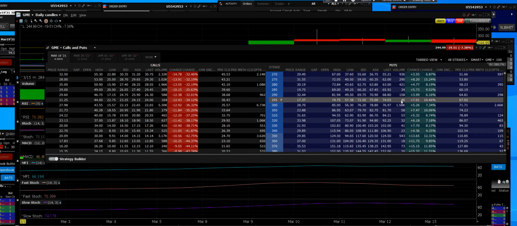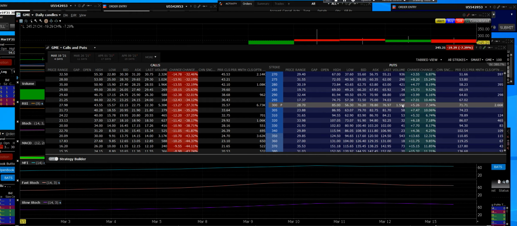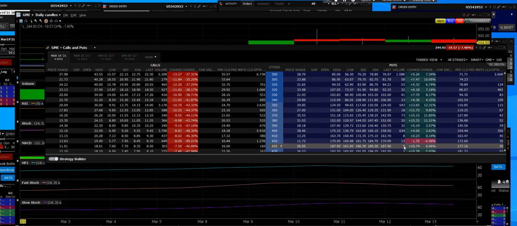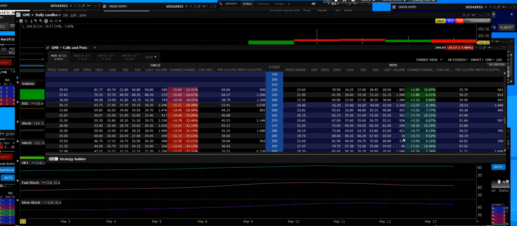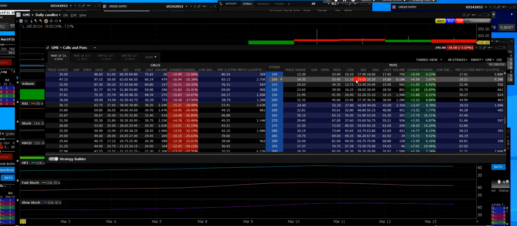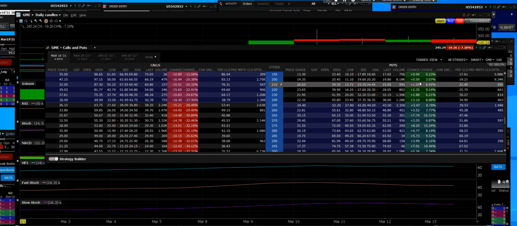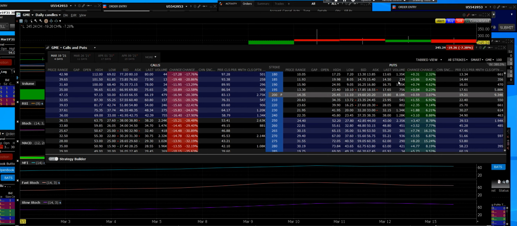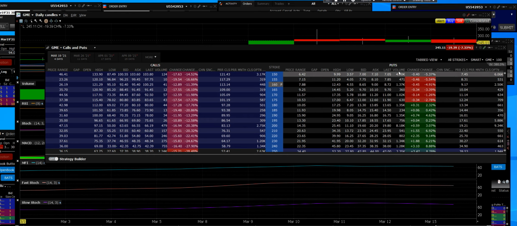GameStop, call side of the market, the put side of the market. The volume on the put side is much lower than the purchasing. They did purchase 8,100 contracts at the $200 puts, which are below the market. They were 25.45, but that low was 11.10. And right now, the last print was 19.80 on those. So there is a big commitment there. So that is the biggest commitment.